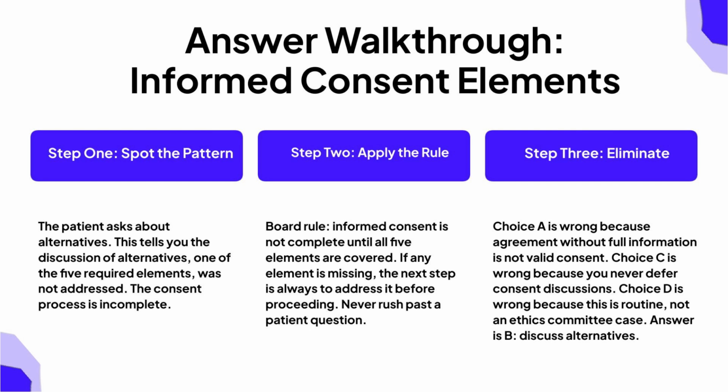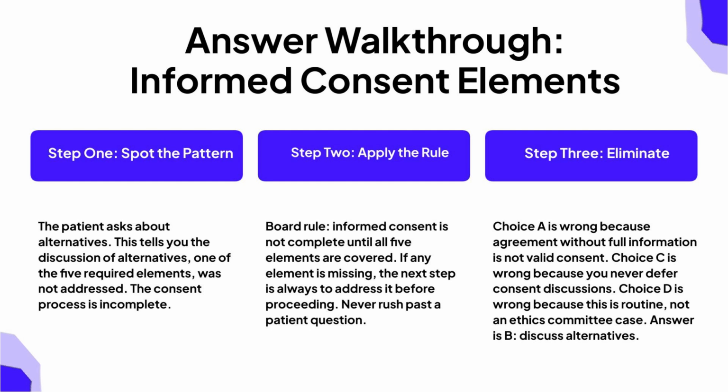Informed consent is not valid until all 5 elements are covered: disclosure, proposed treatment, alternatives, risks and benefits, and patient understanding. If any element is missing, the next step is always to address that gap before moving forward. You never rush past a patient who is asking questions. Step 3. Eliminate wrong answers.